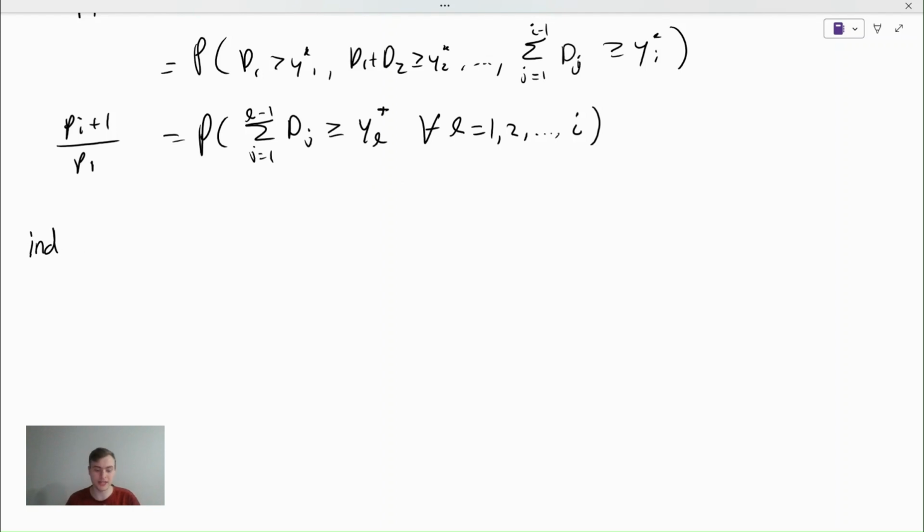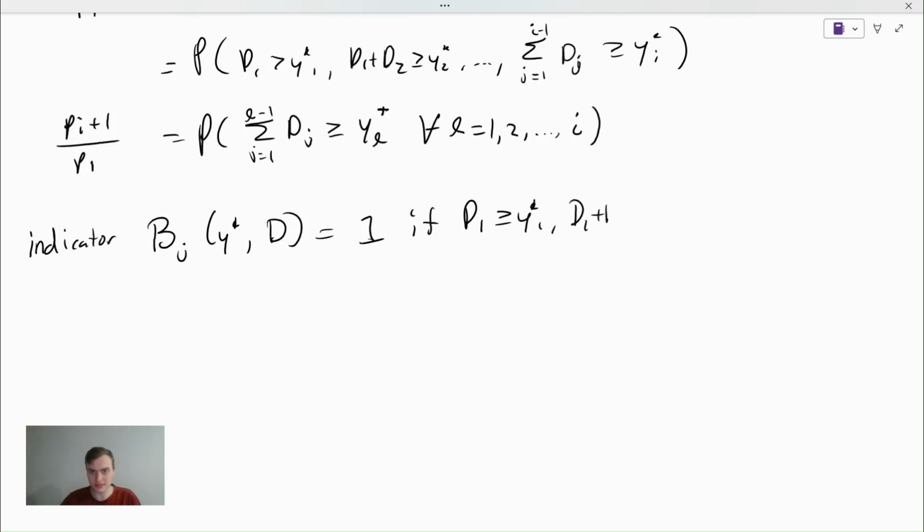An indicator variable, which is a binary variable representing 1 when an event happens and 0 otherwise, right? So we can say b of j given y star and d. So y star is now our vector of all the y star 1 to y star n, and d is now all of the demand distributions, right? Just to remind ourselves that this bj is a function of our y star selected and the d that's an input to the model, right? And we're going to have this equal to 1 if d1 is greater than y star 1, d1 plus d2 is greater than y star 2, etc., d1 plus ... plus dj is greater than or equal to y star j, and then it's going to be 0 otherwise, right?